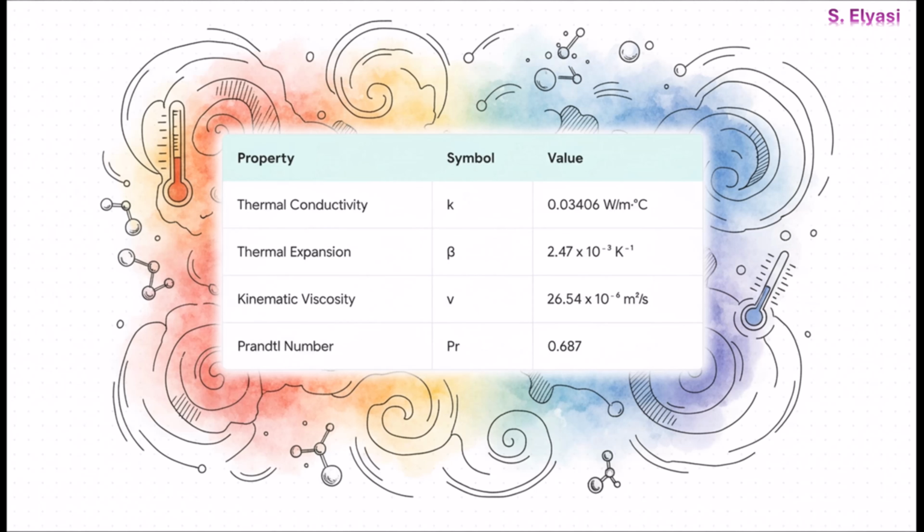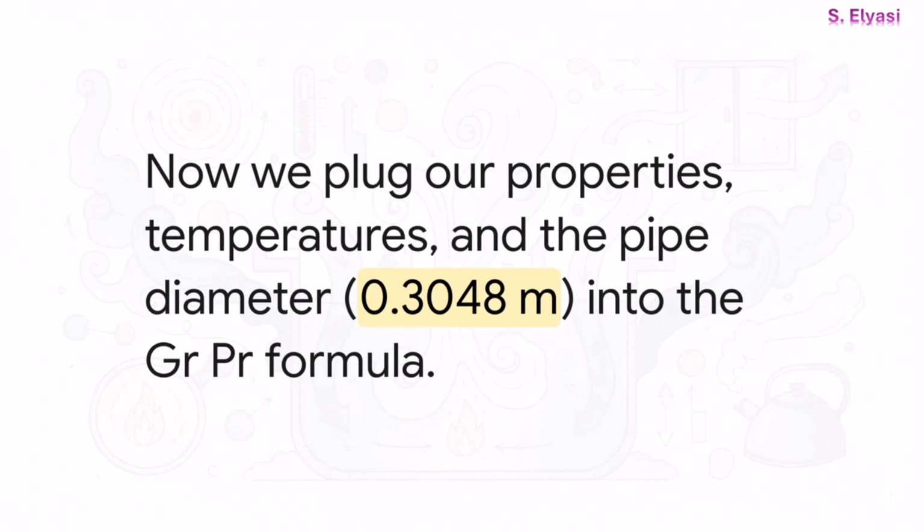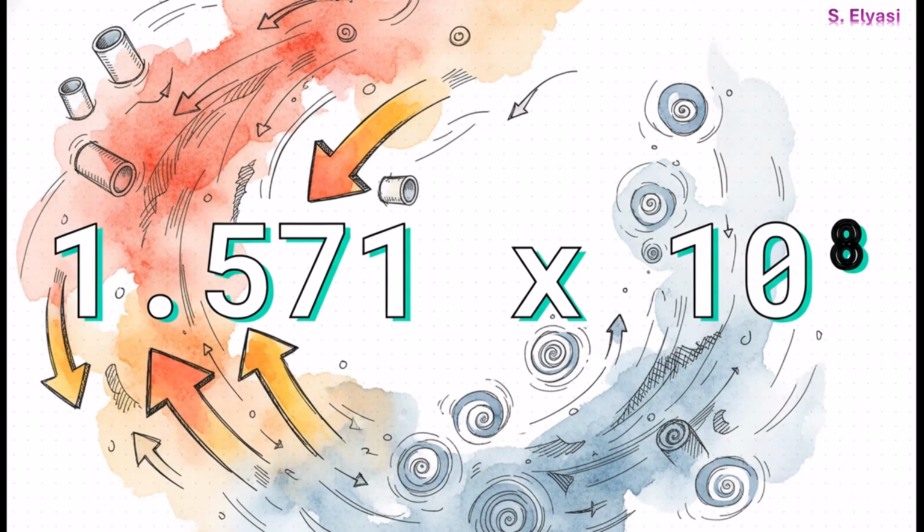Okay, great. We now have all the ingredients we need for that big Grashof-Prandtl formula. And this is the moment we've been building up to. We take all those properties we just looked up, plus gravity and our pipe's diameter, which is 0.3048 meters, that's our characteristic length, and we plug every single one of them into that Grashof-Prandtl equation. And what pops out? We get a Grashof-Prandtl product of 1.571 times 10 to the 8th. Whoa, that is a big number. And it's not just a random string of digits, it's telling us something really important. For our pipe, the buoyancy forces are absolutely crushing the viscous forces. This means we have a very strong, well-developed natural convection flow.